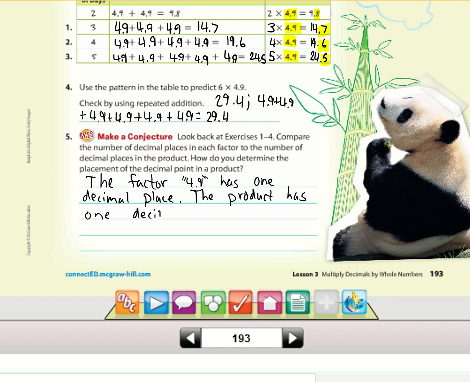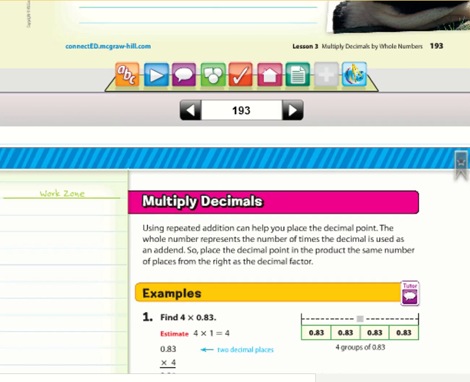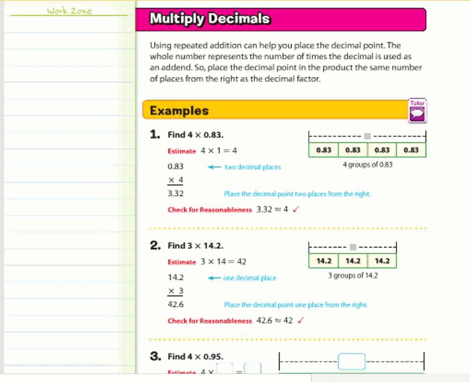And your answer can be different than mine, and it can still be correct. So just because we have different answers does not mean that yours is wrong. We're going to go into more detail with number 5 throughout the lesson. So we're going to move on to multiply decimals.